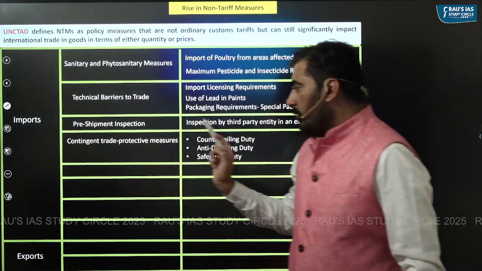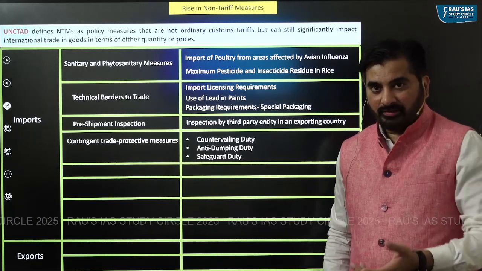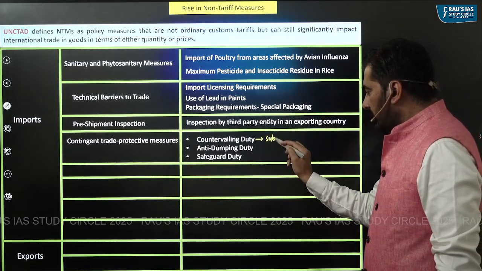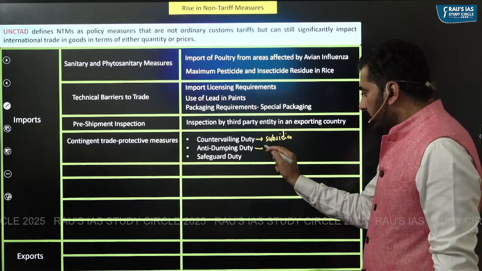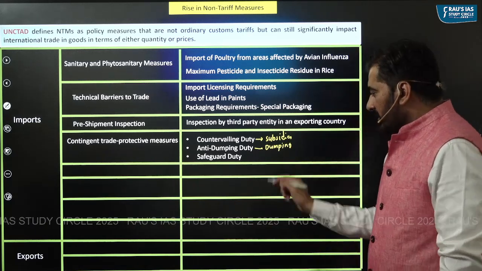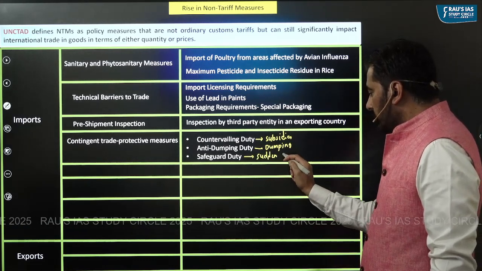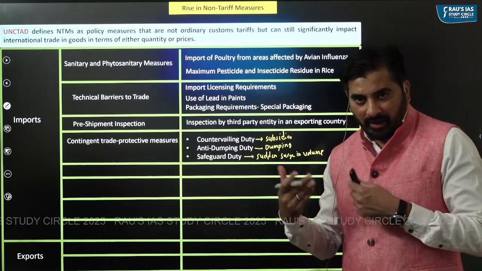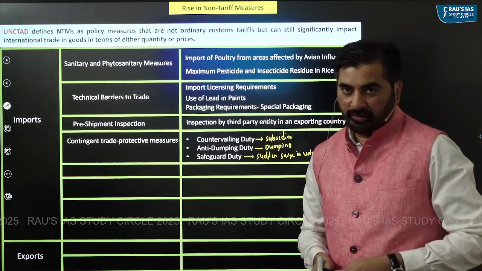Contingent trade protective measures. Sometimes, to protect our domestic industry, apart from customs duty, we can impose countervailing duty to counter the entry of subsidized products into India. We can impose anti-dumping duty to counter dumping of products, let's say Chinese steel, into India. Safeguard duty is to counter a sudden surge in the volume of products. Suddenly, if we are importing more products from other countries, which may have an adverse effect on our domestic industry, even those measures are considered to be non-tariff measures.